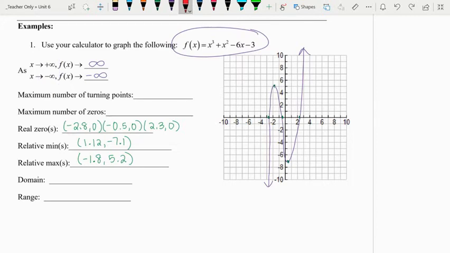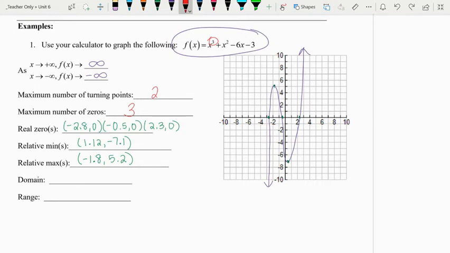Remember, the maximum number of turning points is your degree minus 1. If my degree is 3, that makes the answer 2 here, because 3 minus 1 is 2. Your maximum number of zeros is your degree, so the maximum is 3, which we have. You don't have to have 3, you could have less than 3, but the maximum number we can have is your degree.